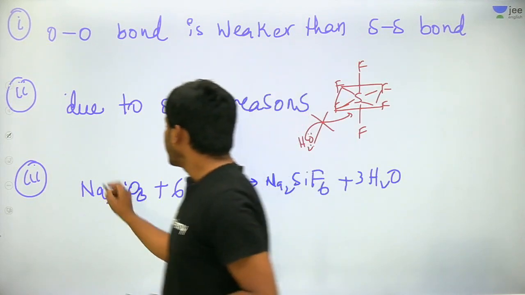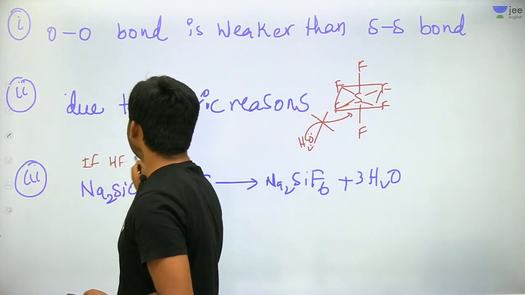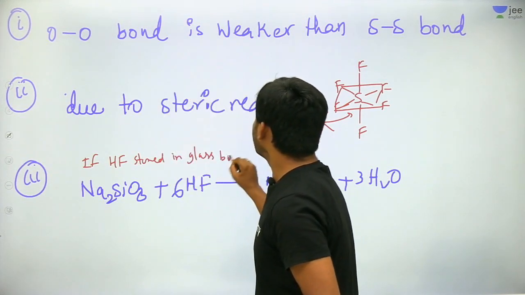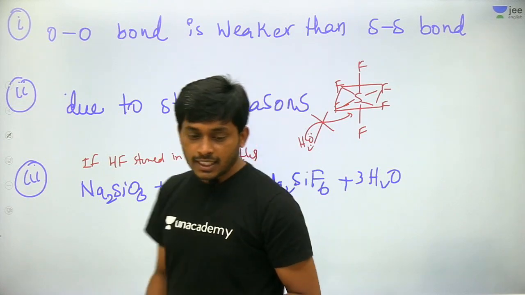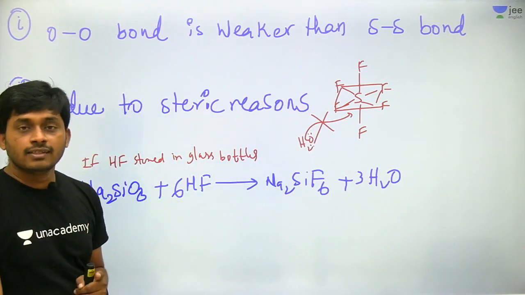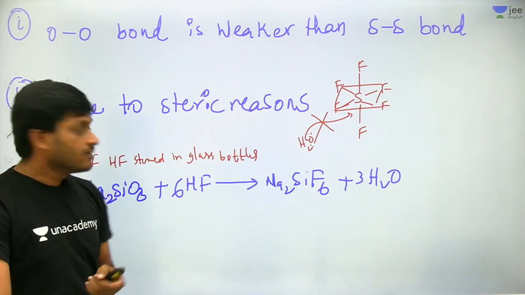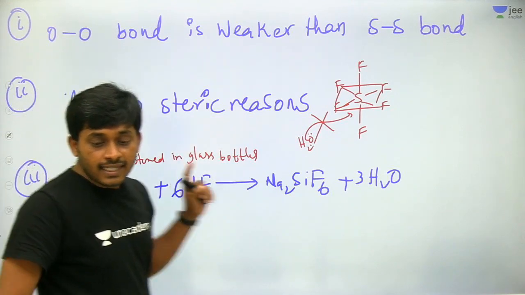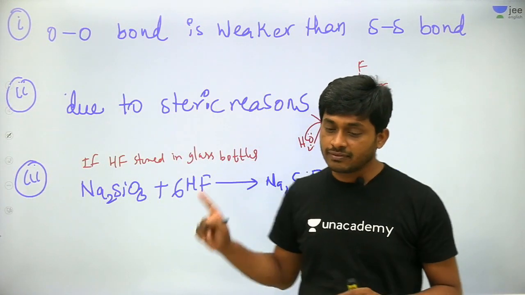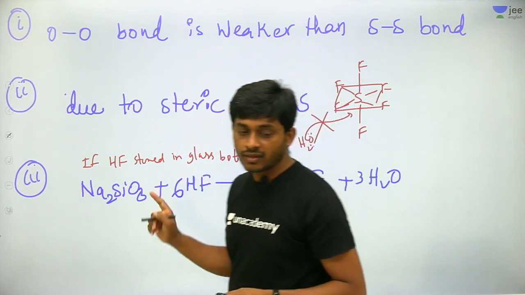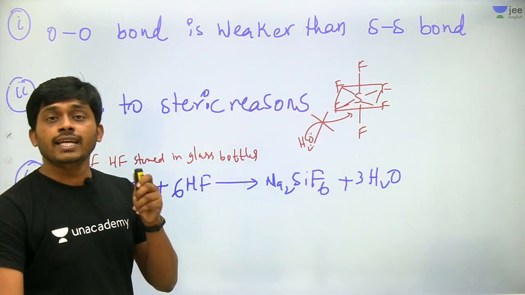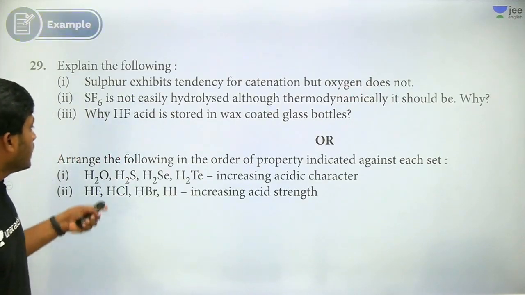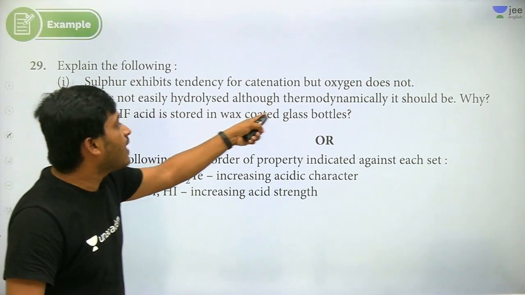So HF, if HF is stored in glass bottles, what will happen? Glass is made up of silicates. Silicates will react with HF. So that's why we have to store this in wax lined, wax coated glass bottles.